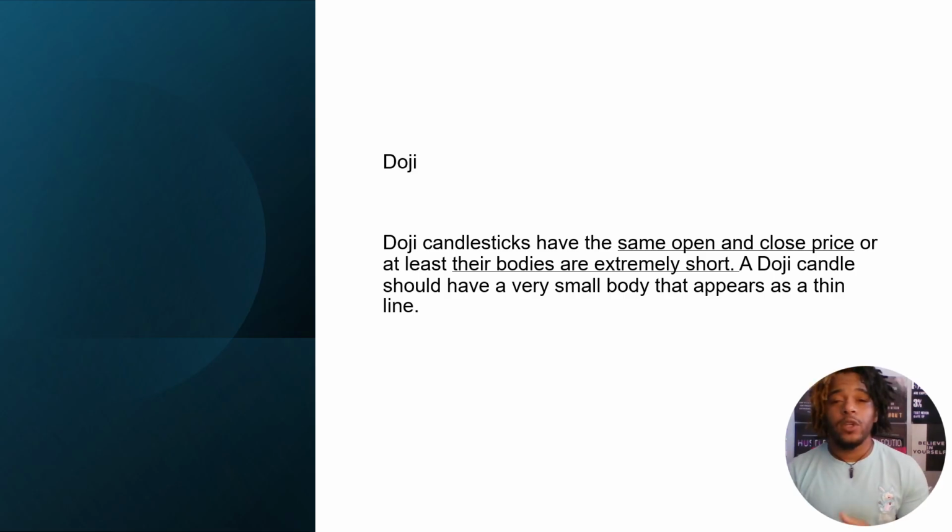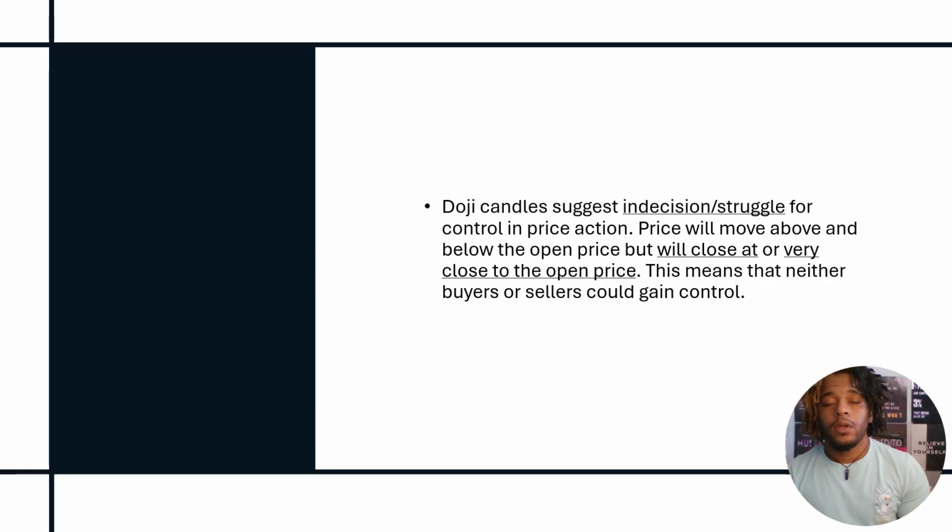Okay, so now we have a doji pattern. A doji candlestick has the same open and close price, and it has a very small body, almost like a thin line. A doji candle suggests indecision in the market. It basically means that buyers and sellers were struggling for control, and price rose above and also below, but it resulted in a close at or very close to the opening price.